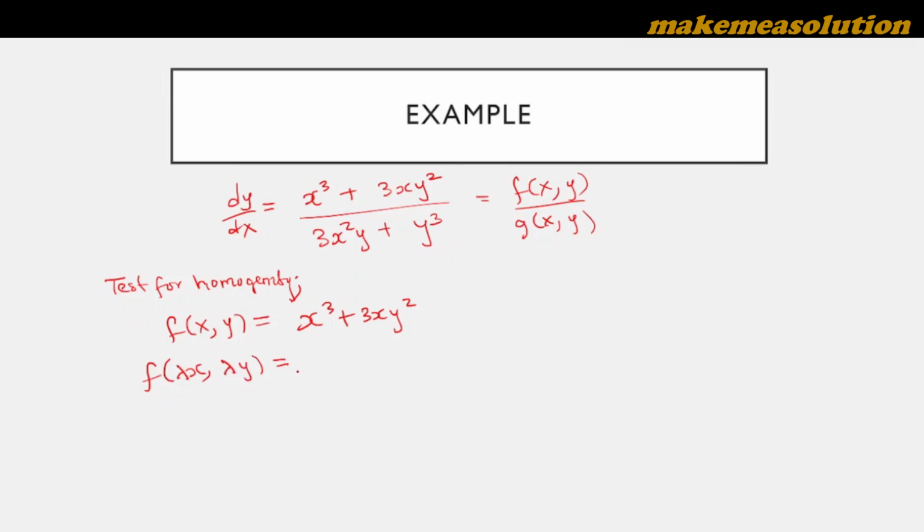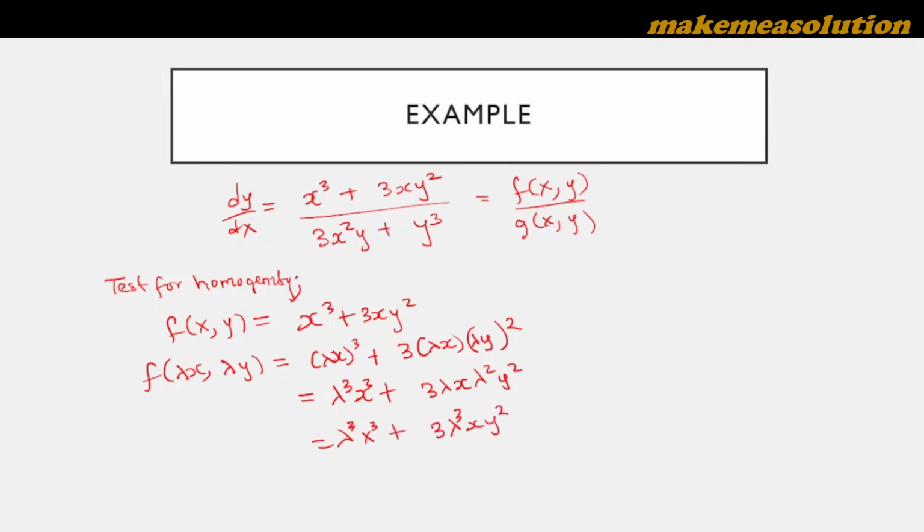Okay, so when we make the substitution, anywhere we see x, we're going to get what? Lambda x whole cube plus 3 lambda x, then lambda y. Anywhere you see y, you put lambda y. So you're going to get lambda cube x cube plus 3 lambda x lambda square y squared, like this, and this is lambda cube x cube plus 3 lambda cube x y squared. Is that okay? So this is our f of lambda x comma lambda y.